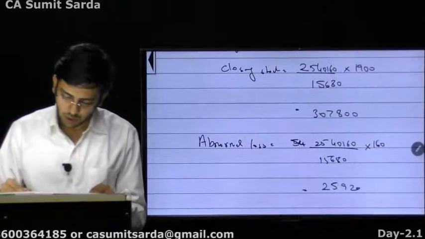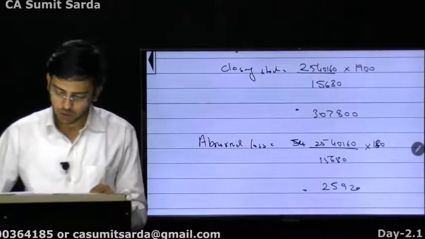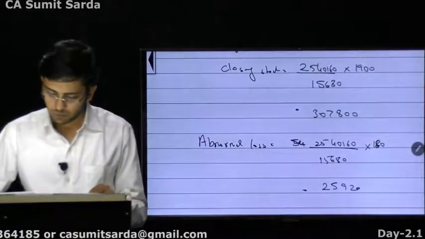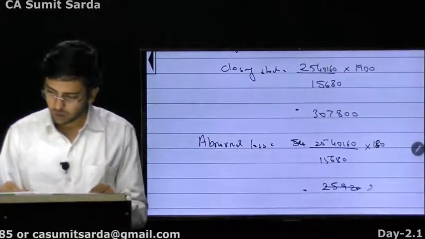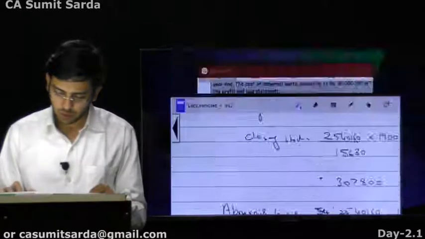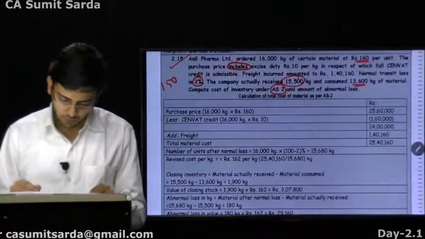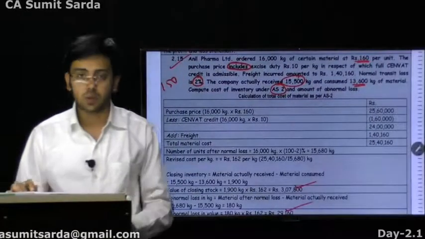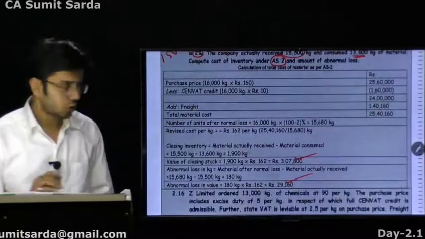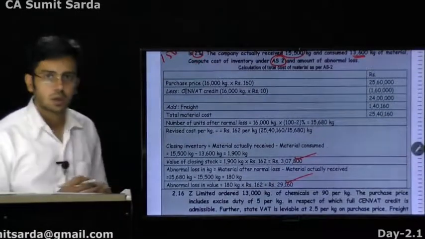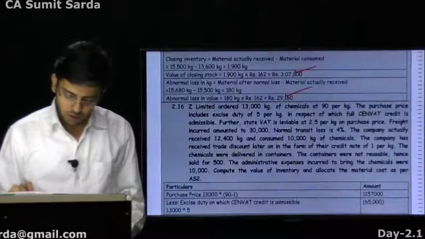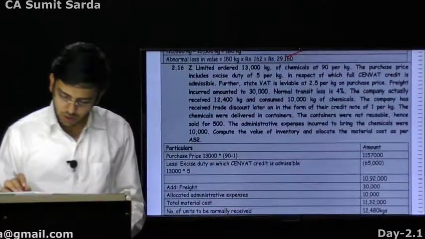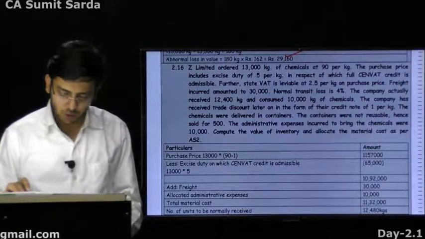Okay, it is 180 units, not 160 units. That gives 29,160. So 307,800 and 29,160. The answer is printed in your notes. I hope the concept is clear as to how we are going to value the same. Next question is similar, so we are not going to discuss it right now.